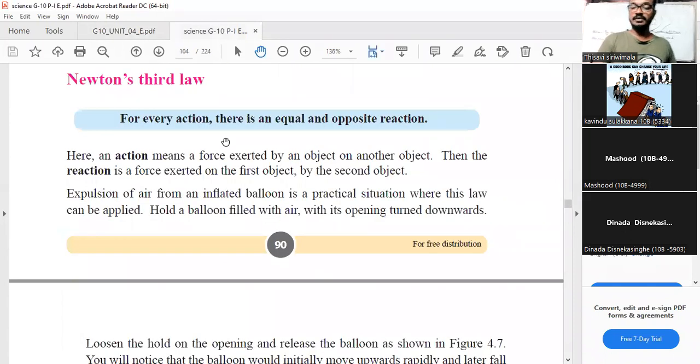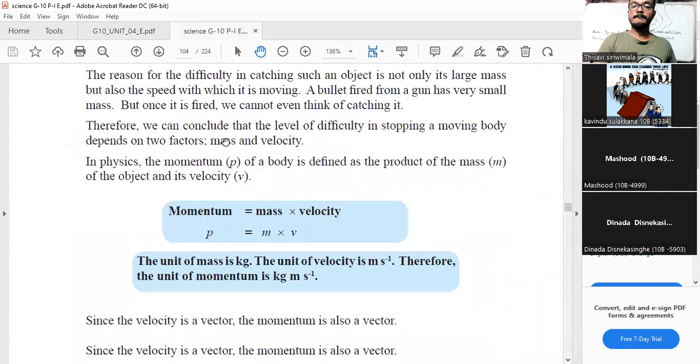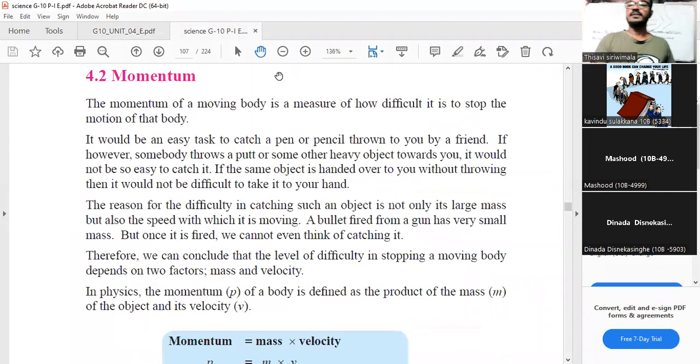So for momentum, you can write this sentence, the first one. It says, the momentum of a moving body is a measure of how difficult it is to stop the motion of that body. So you can write that in that box.